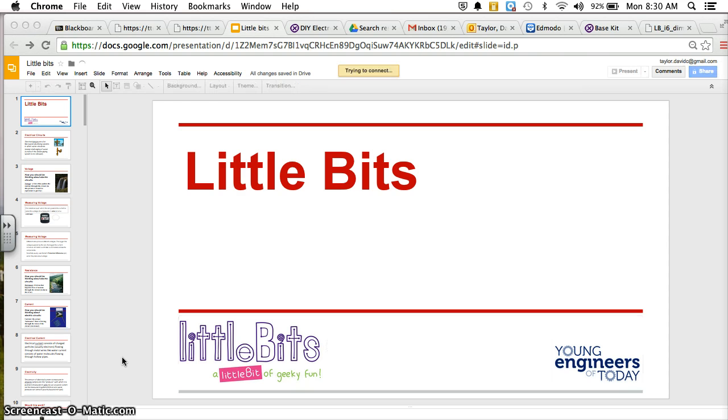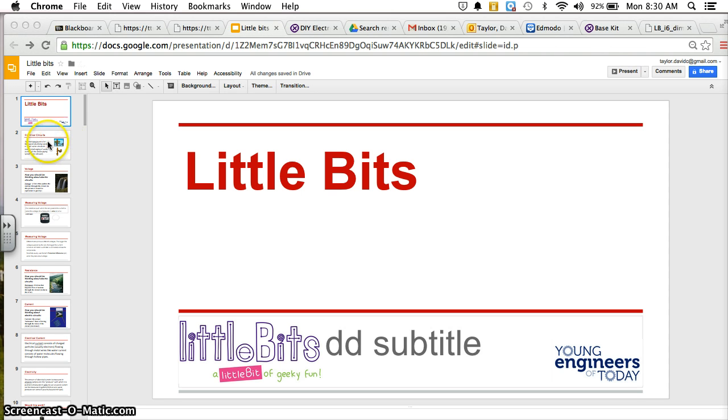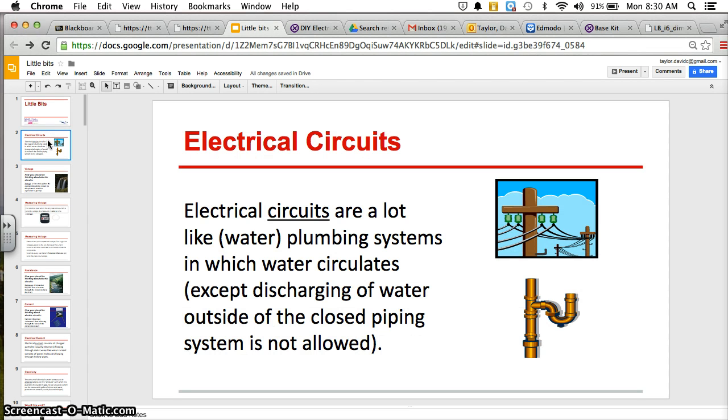This is a brief overview from our first Little Bits lesson that was done on Wednesday. And this will be a brief recap. We went over what electrical circuits are. Electrical circuits are a lot like a water plumbing system, in which water circulates.